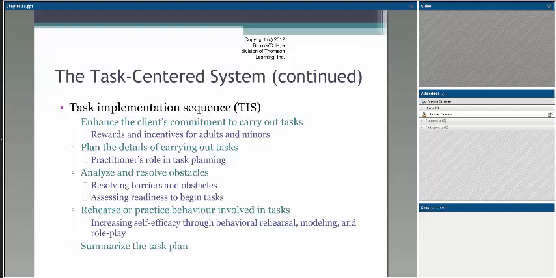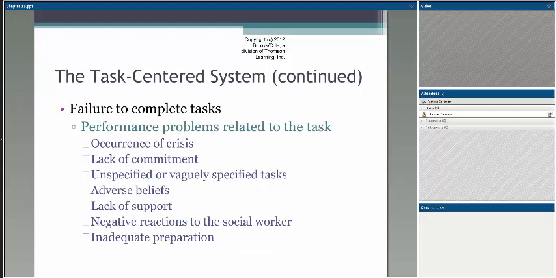Analyzing and resolving obstacles. So you'll get feedback from the kid, for example, about what might be a barrier for him at school to perform the way that they need to, and then start to look at whether we're ready to assess those tasks. We might even set up a dynamic where we role play, or we do some rehearsing or modeling at home about how a child might want to perform at school. And so then we'll be summarizing that task plan. So that's a short example of how that might look.